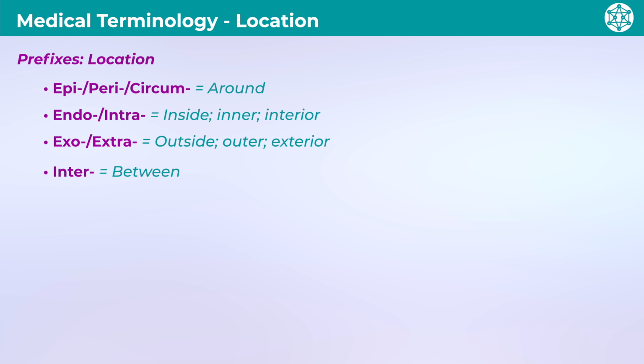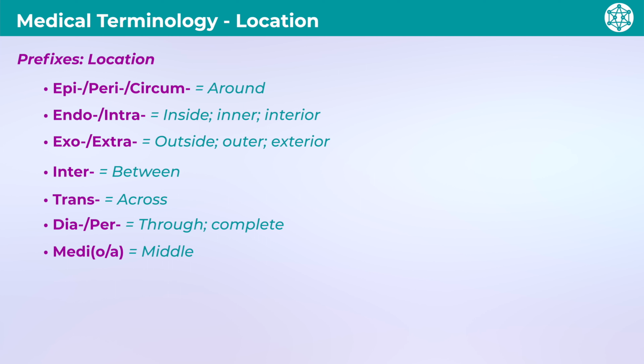The next thing is trans. You can think of transmembrane or transatlantic. It just means across. The other one is dia or per, which means through or complete. With dia, you can think of diameter, and with per, you can think of perforate. It's something that goes through. The other one is medi, or media, which just means in the middle. The next one is para, which means nearby, and then we also have juxta, which means next to, beside, or adjacent. Just think of juxtaposition, you put things beside each other.